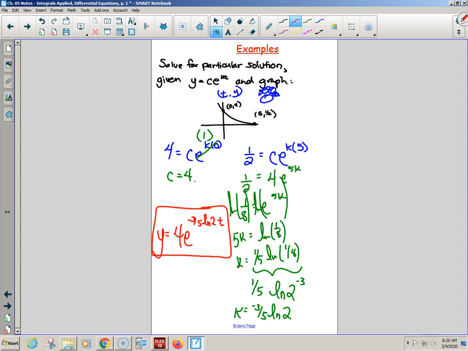If I was to make this about some radioactive substance that is decaying over, what could 5 be? Thousands of years? Hundreds of years? Anyway, 4 is the initial amount. 4 is where it started. Same thing as the intercept for any exponential growth and decay. Remember, we're in a special section, a special type of growth and decay, only exponential. So 4 is the initial.